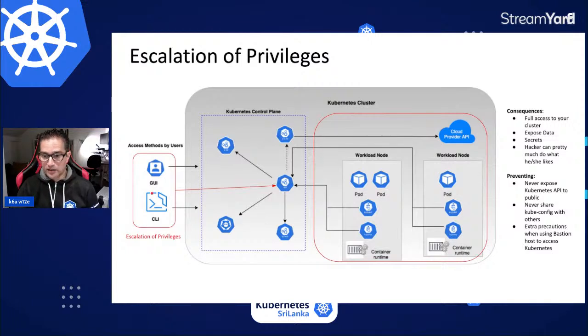Somebody had the Kube API exposed and did not even have any access tokens given to it. It was actually through the dashboard where they had the full access. So what can happen? You expose the data, you expose the secrets, and a hacker can pretty much do whatever she or he likes, right? How do we prevent this, right?